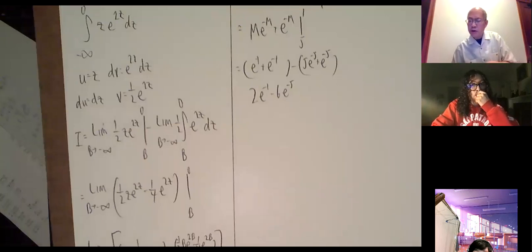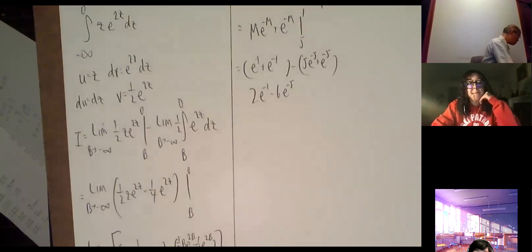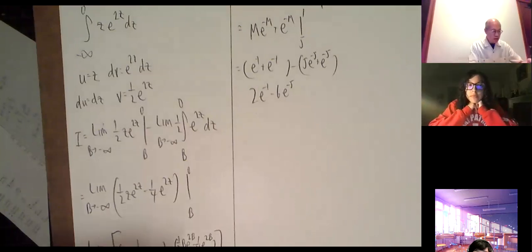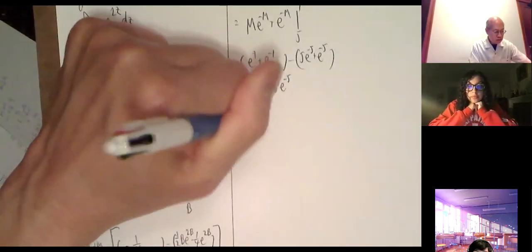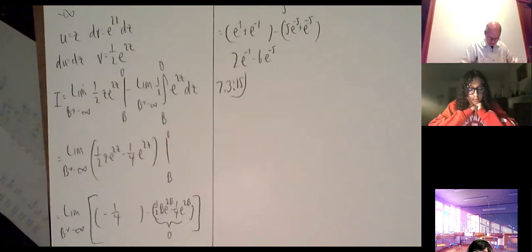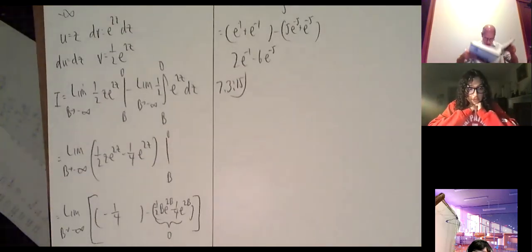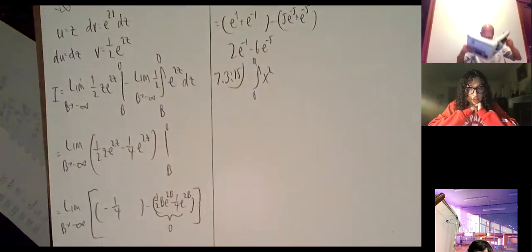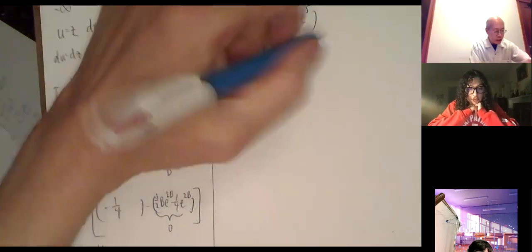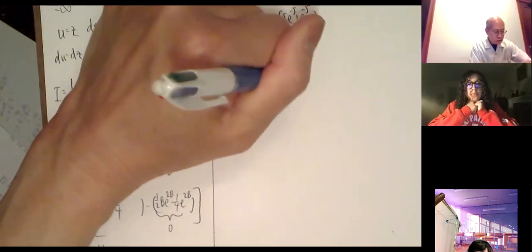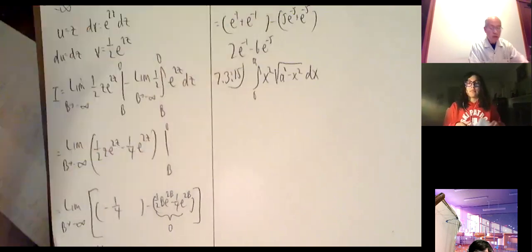Okay, then 7.3, 15, and 21 was asked for. Let's see, 7.3, 15. Okay, integral from 0 to a of x squared radical a squared minus x squared dx.